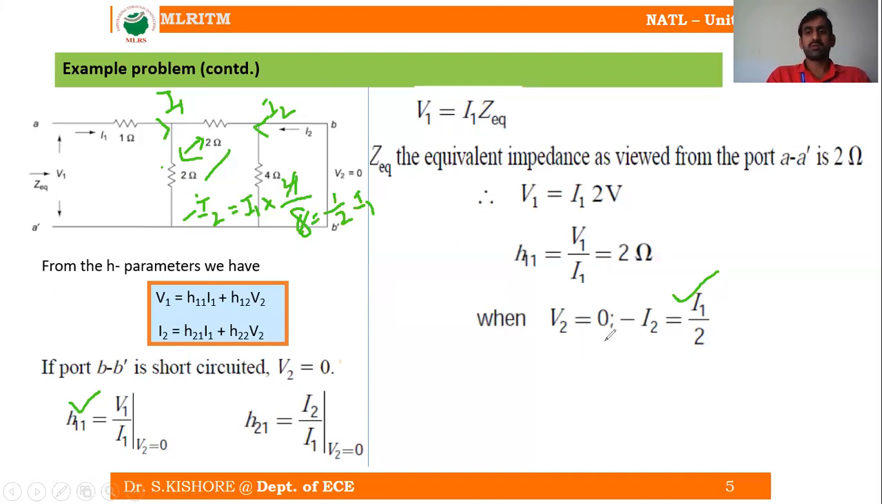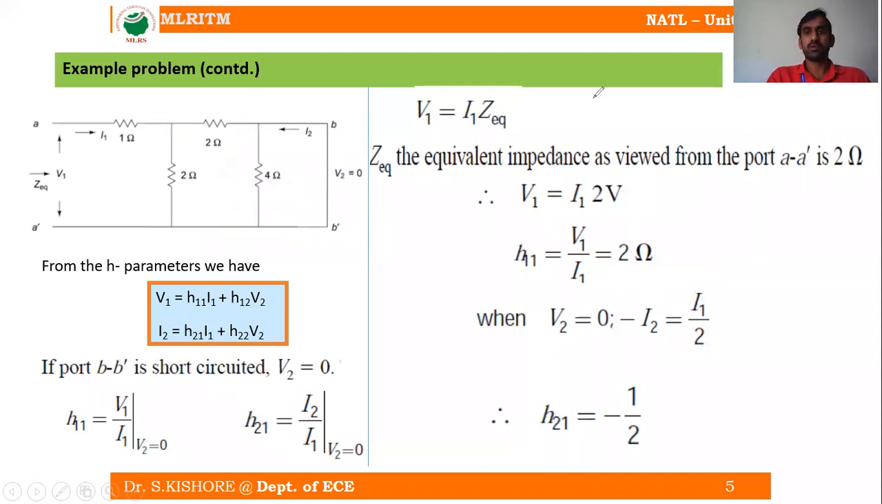So we need to calculate I2 by I1. From this you can easily get I2 by I1 as minus 1 by 2. H21 is equal to minus 1 by 2. So here we have obtained the other parameter, the short circuit current ratio I2 by I1, which is equal to H21. Now let's go with the other case, that is we should open circuit the input port.